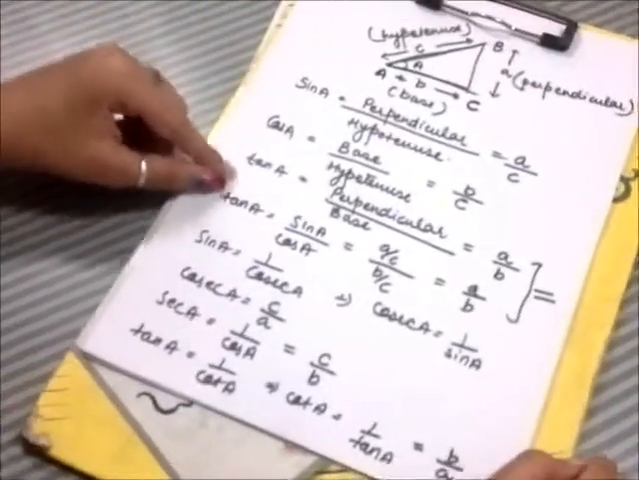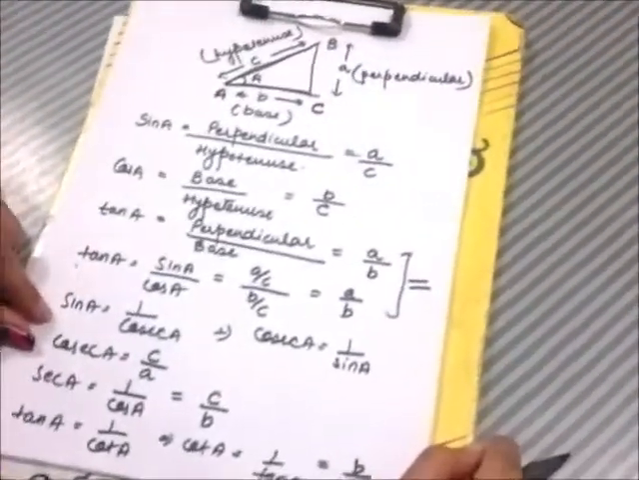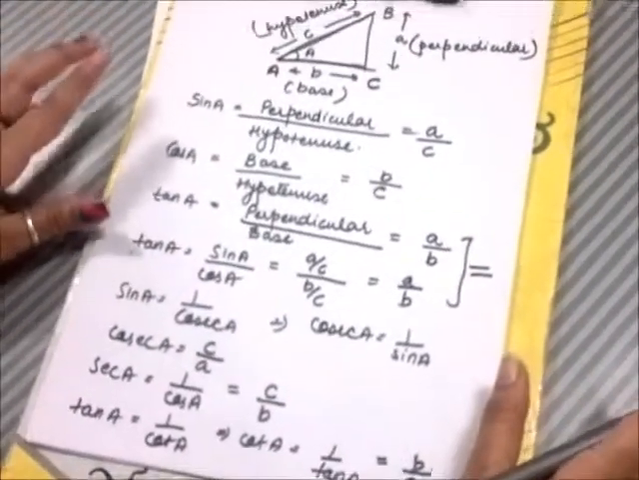All these are the basic trigonometric ratios. So all this was the basics of trigonometry.